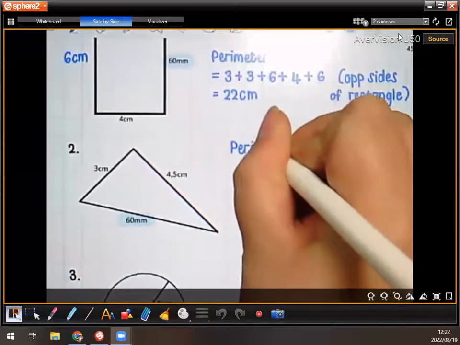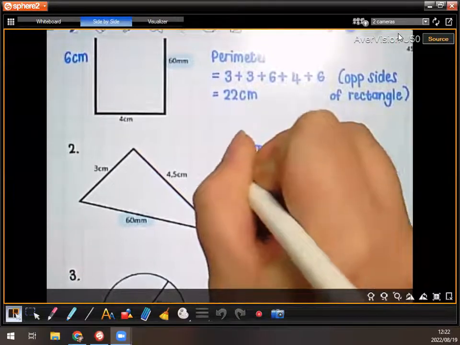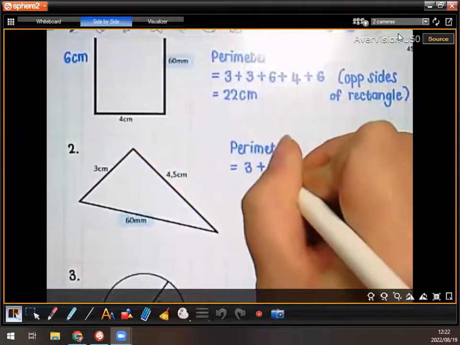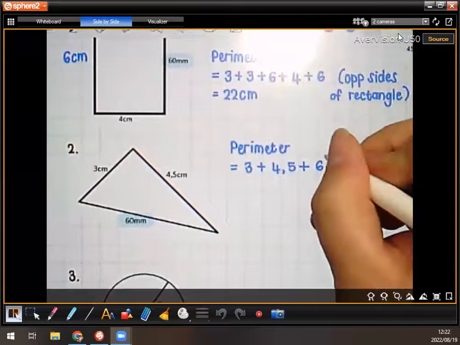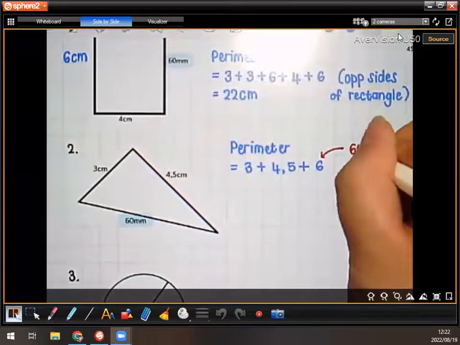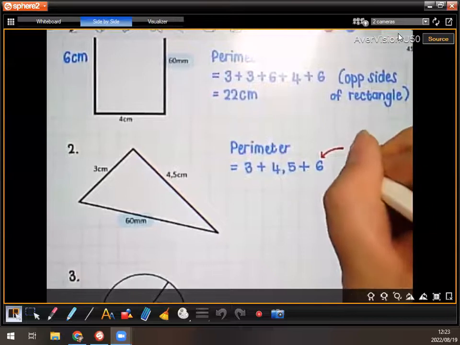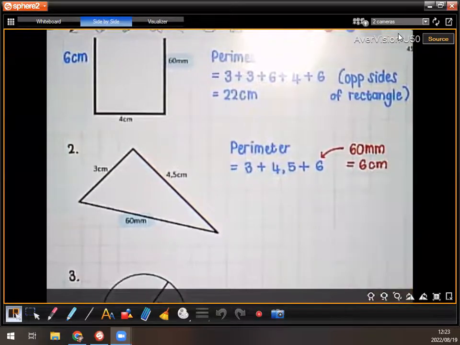I'm going to show you now a quick way of writing this down. Perimeter is equal to 3 plus 4.5 plus, and I'm going to write 60. Now I'm going to write 6. You don't actually have to do that conversion in a separate calculation. You can just do it in your sum when you're adding them together. I'm just going to add a little arrow as a reminder of where that is coming from: 60 millimeters is equal to 6 centimeters. So that when you look back at this example, you don't ask yourself where the 60 goes or where that 6 comes from, just because we did that conversion.